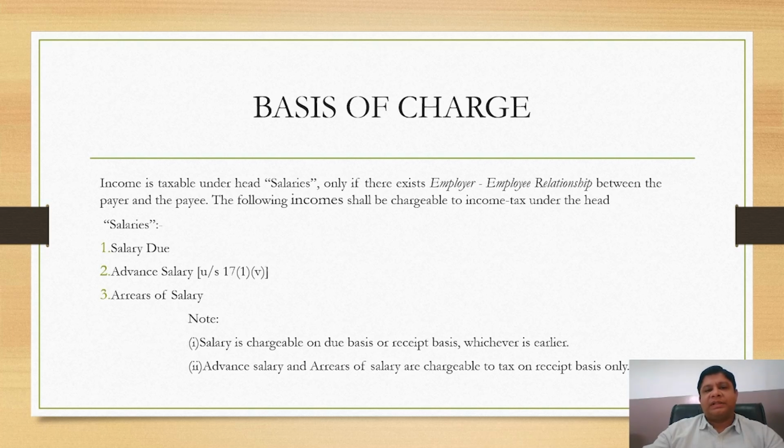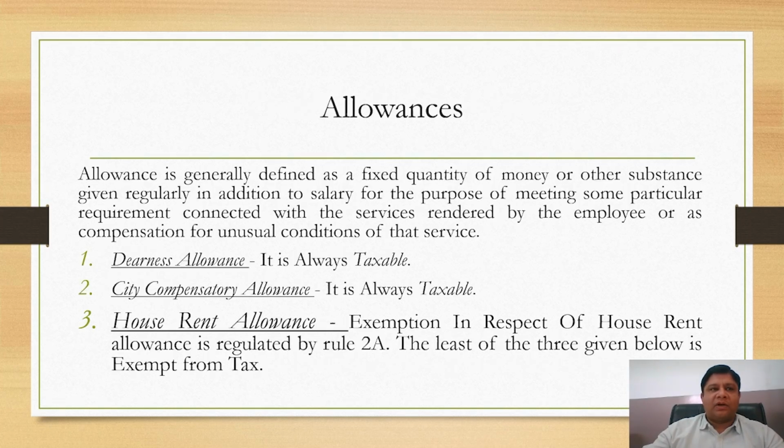So now we move ahead. Salary is chargeable to tax either on due basis or on receipt basis, whichever is earlier. Hence, taxable salary includes advance salary, outstanding salary, and arrear salary. Moving further, what are allowances?